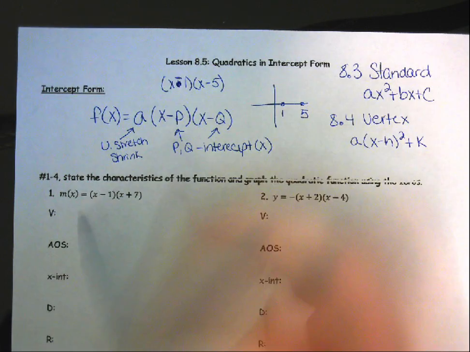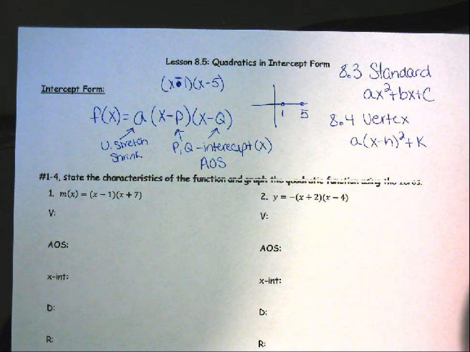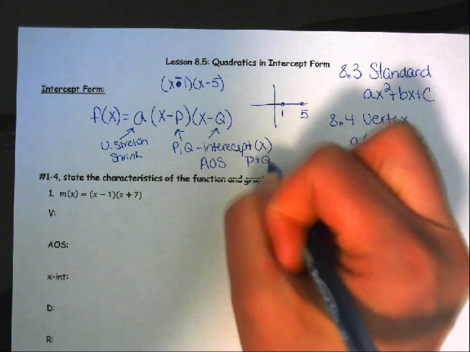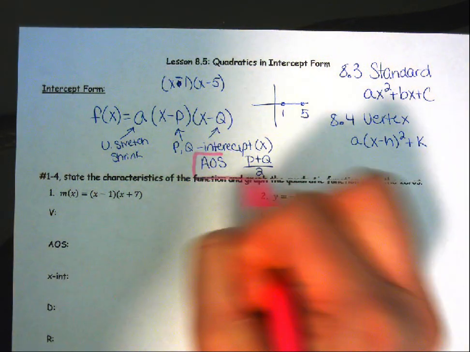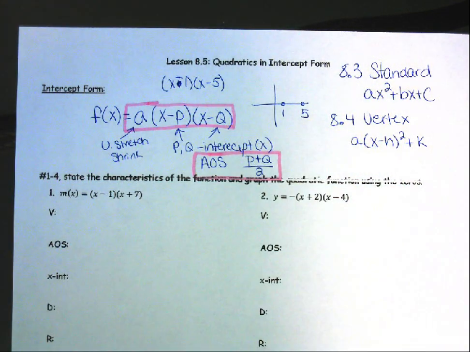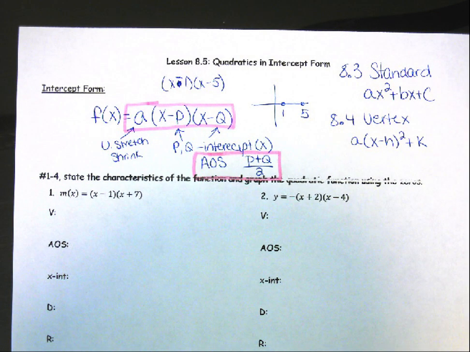In order to find our axis of symmetry, we also have a little formula that we use, and it's p plus q divided by 2. So this right here, I know there's kind of stuff everywhere, but this is really important in order to find your axis of symmetry, okay? I think sometimes the best way to see this is just to give you an example and go through it.